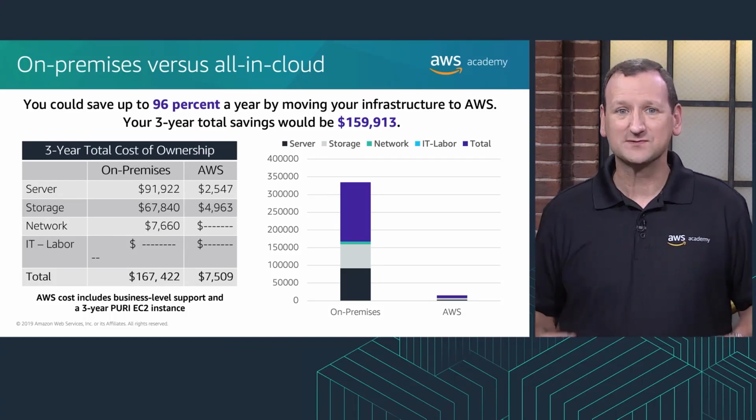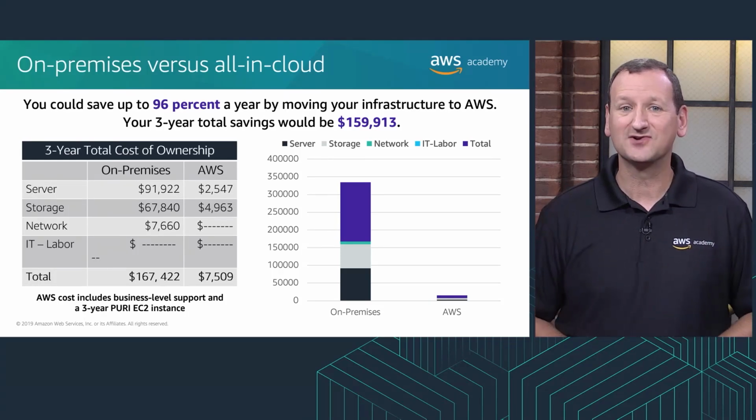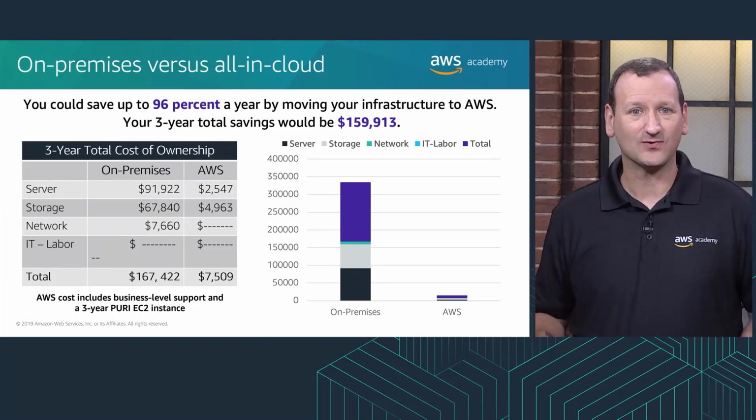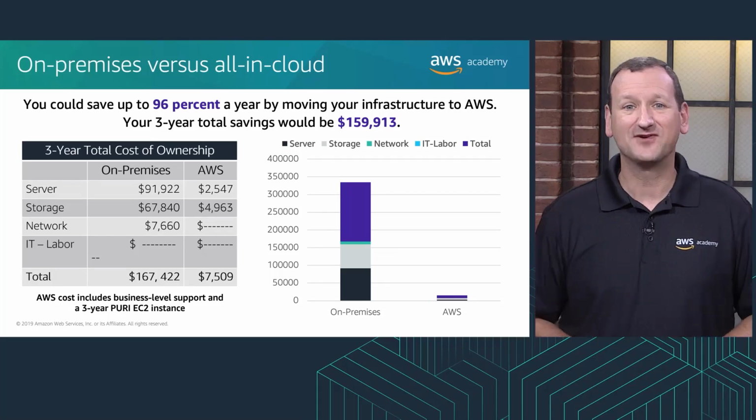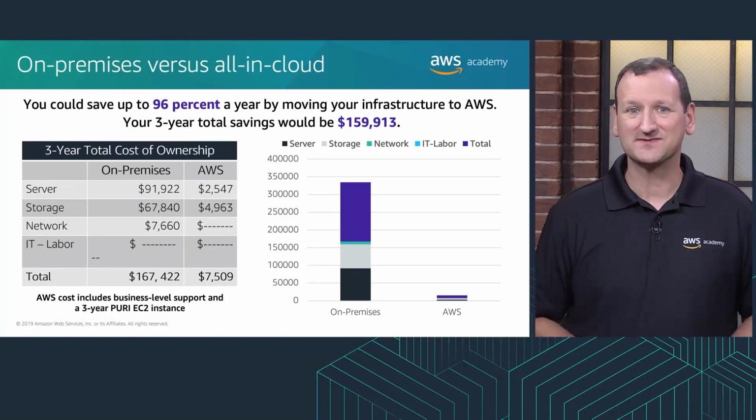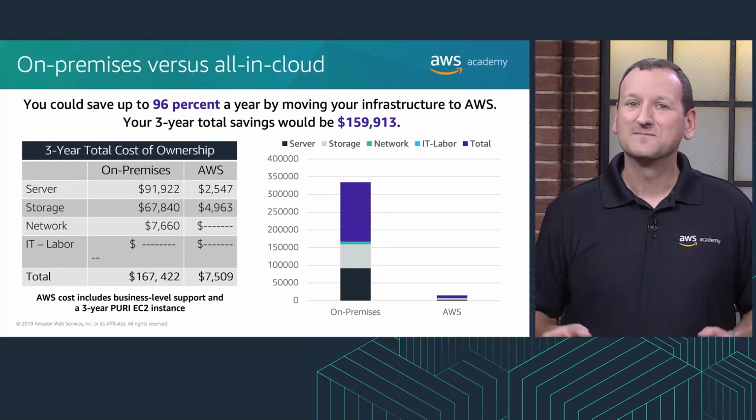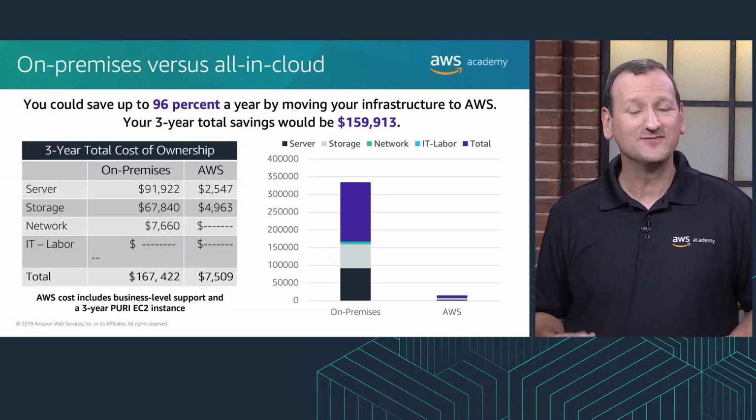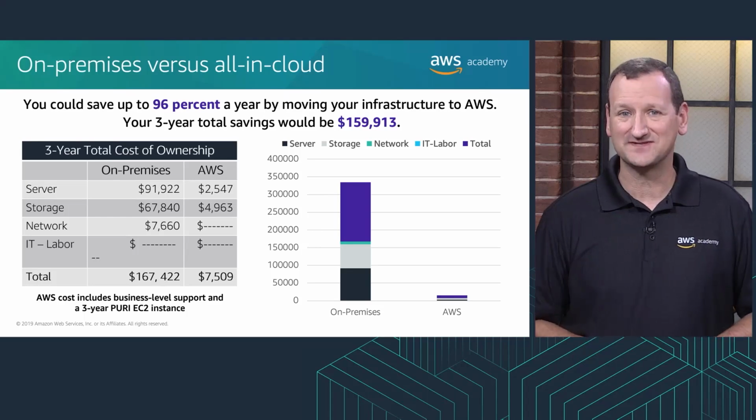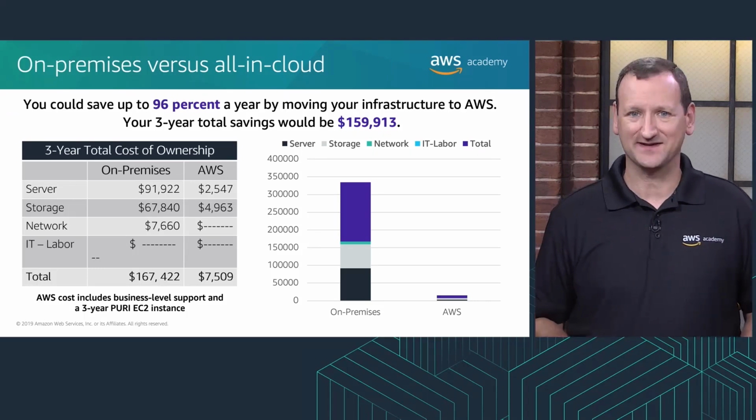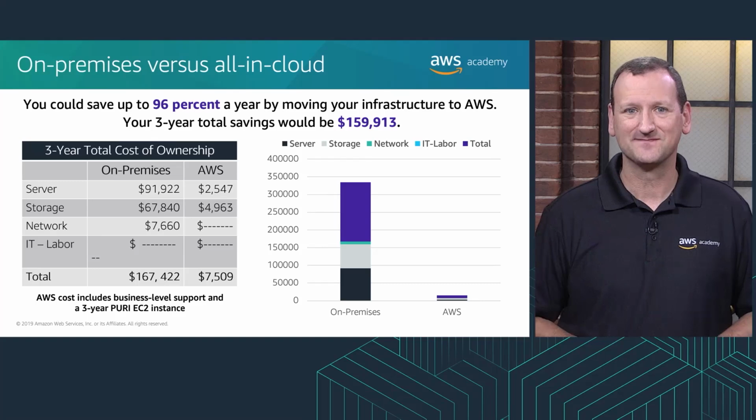The on-premises 3-year total cost is $167,422. The AWS Cloud 3-year total cost is $7,509, which is a 96% savings over the on-premises solution. Thus, the 3-year total savings using cloud infrastructure would be $159,913. This comparison helps a business clearly understand the differences between the alternatives.